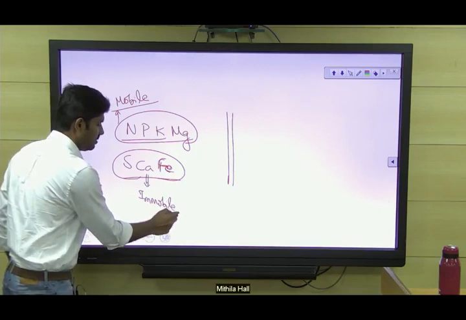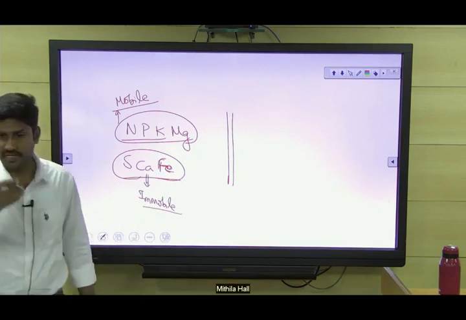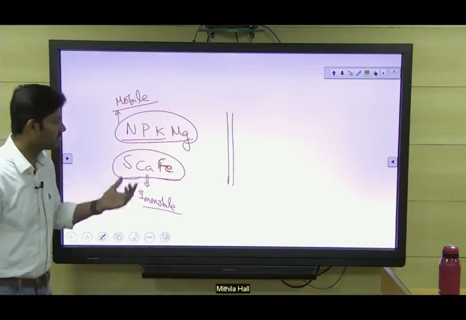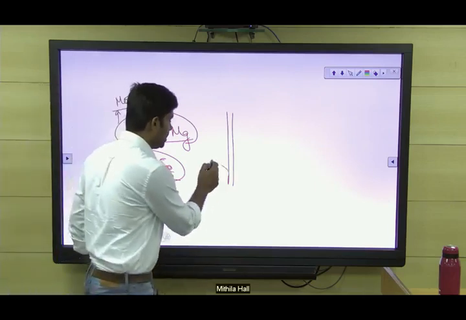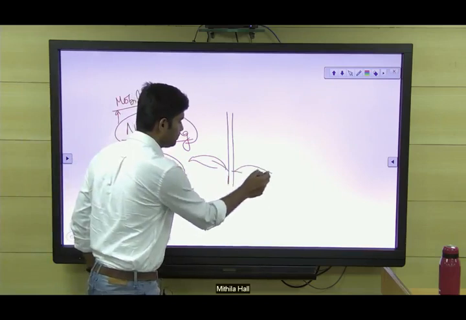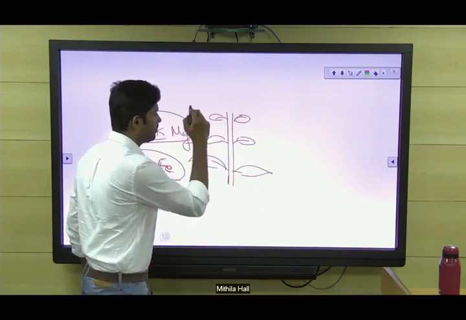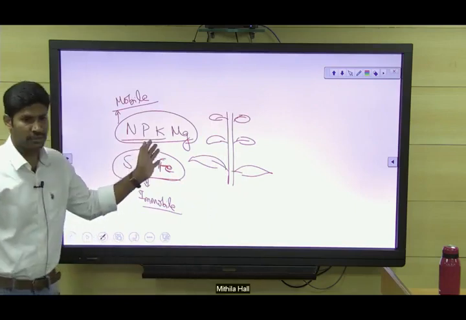Immobile means their mobility, their transport, is restricted. Their transport is very slow. Okay, that is the immobile nutrients. Usually these nutrients, you will study that in the nutrient management topic.